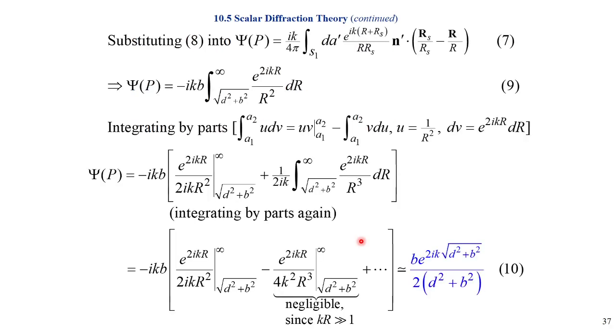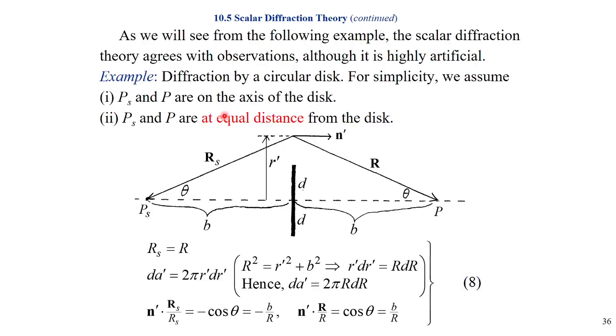Okay, so we got everything. We substitute this one into these equations. Substituting equation 8 into psi(P) equals ik over 4 pi surface integral dA' exponential, we have this term, and we got this one and this one. So eventually, from 7, we can calculate to 9. Okay, that is equal distance. So we have R and Rs the same, so we get R squared. And on the surface, R runs from the edge here, R equals the square root of d squared plus b squared.